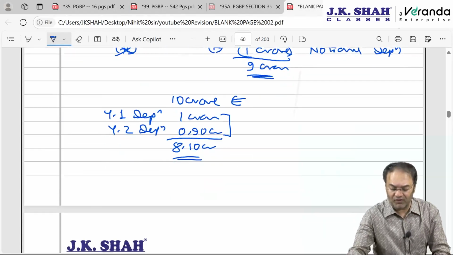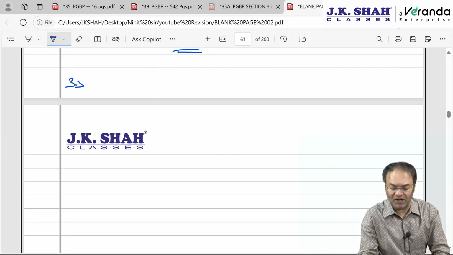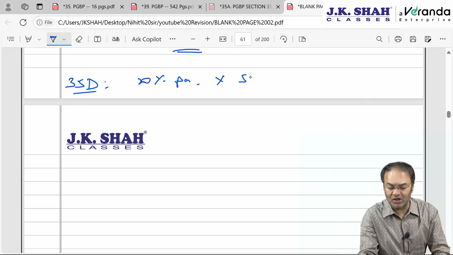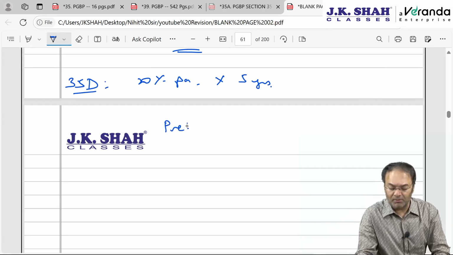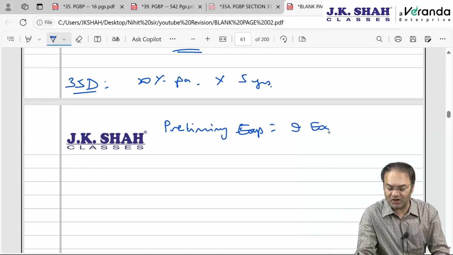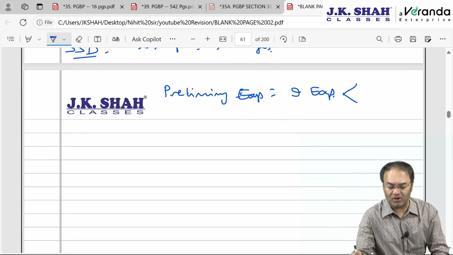Preliminary expenditure 35D, deduction is allowed at the rate of 20% per annum, 20% of total expenditure per annum into 5 years. But before we proceed further, understand what kind of expenditure it is. Preliminary, 9 expenditures are eligible. Preliminary expenditure means any of the 9 expenditures which are given here, which are divided into 2 categories. But now categorization is unimportant.